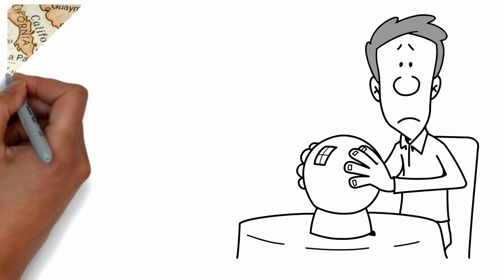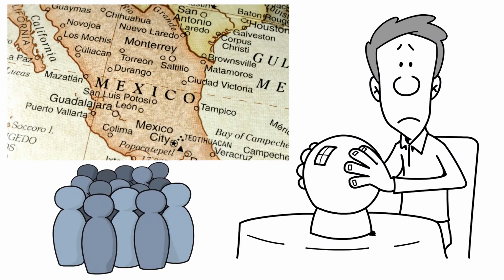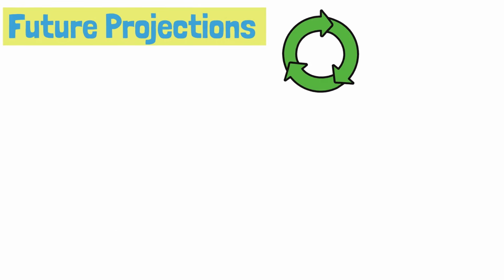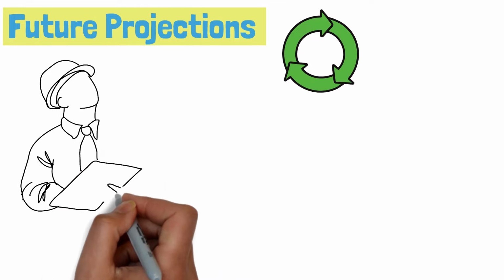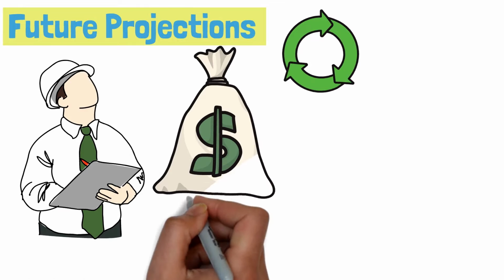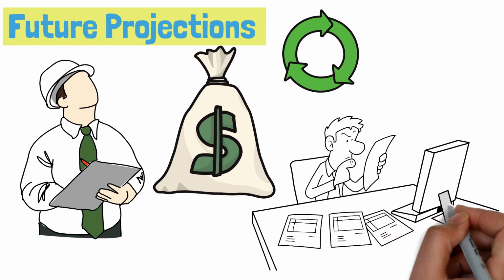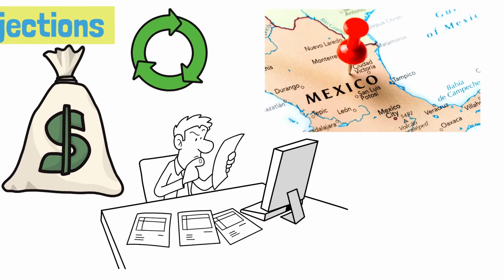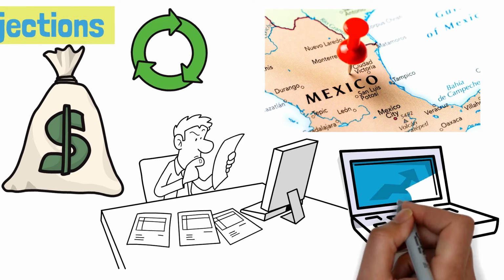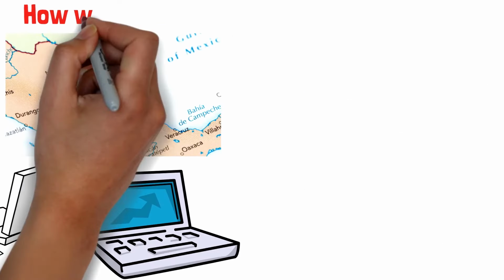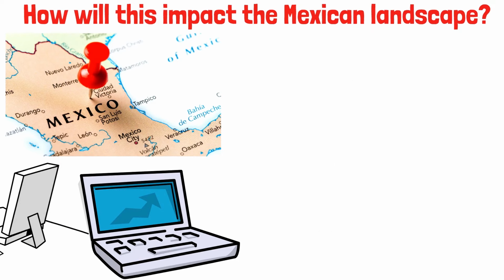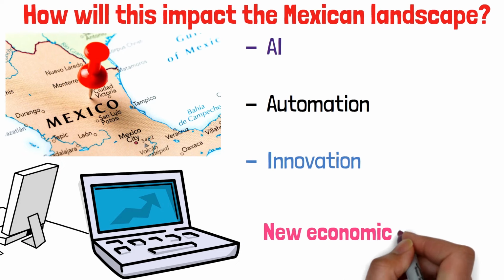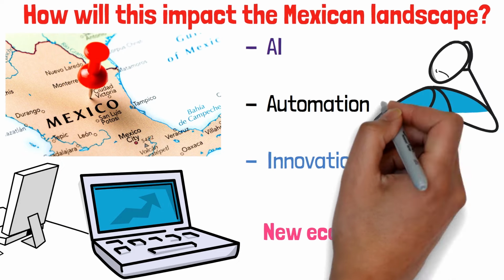Now, let's gaze into the crystal ball and explore the future of Mexico's population landscape. Future projections. The pulse of a nation is ever-changing. Demographers suggest a shift towards urbanization, driven by evolving economic landscapes. The lure of opportunities in burgeoning cities may beckon many, potentially redrawing Mexico's population map. In this digital age, the tides of industry surge with technological advancements. How will this impact the Mexican landscape? With AI, automation, and innovation at the helm, we anticipate emerging new economic hubs, possibly altering population dynamics in unforeseen ways.